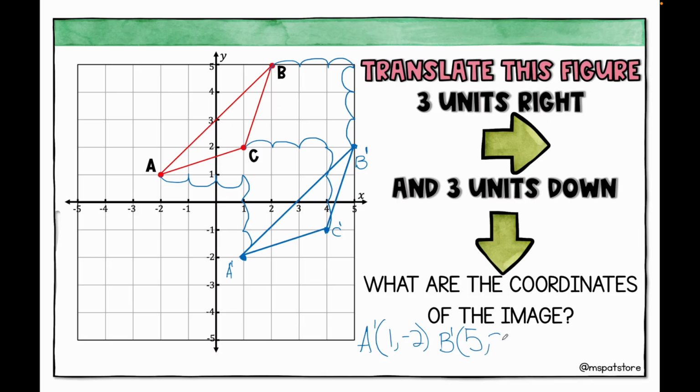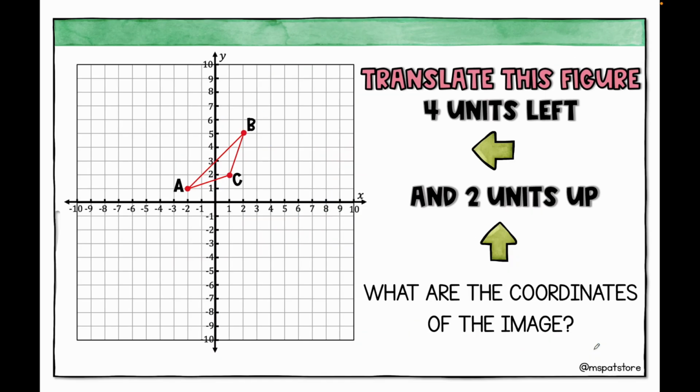5, positive 2. And we have C prime that is located in positive 4 and negative 1. Positive 4 and negative 1. And that's how you do this type of exercise. Now, I would like you to pause this video and try to do it by yourself.